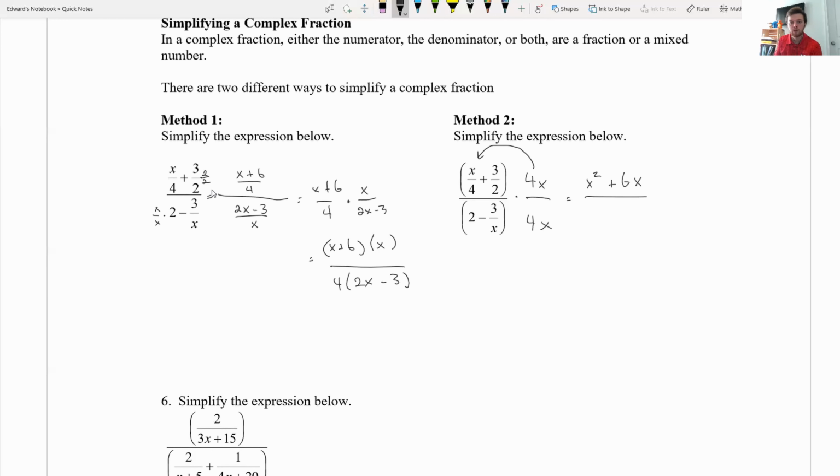And then what's 4x times 2? Oh, that's 8x. And then what's 4x times negative? So I'm going to go ahead and add these arrows. I'm distributing. And then what's 4x divided by? Negative 12. Negative 12, right?